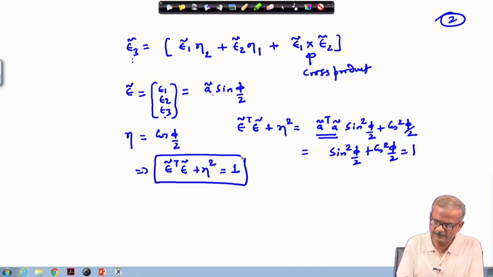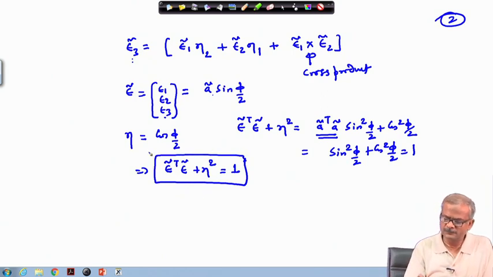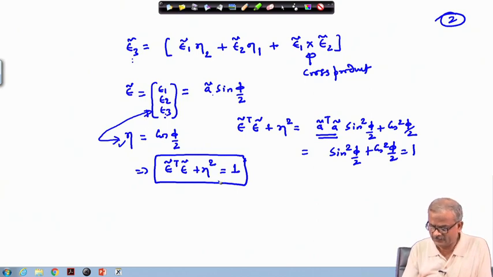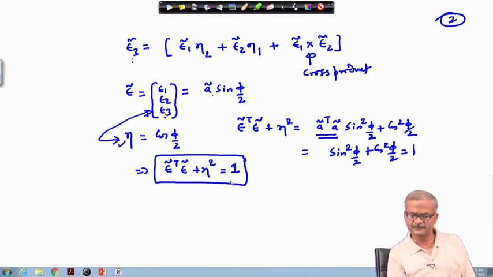cos square phi by 2, equal to 1. That means, E tilde transpose times E tilde plus eta square, this quantity will be equal to 1. So, this is the constraint on the Euler parameters, which are epsilon 1, epsilon 2, epsilon 3 and this eta. These are the 4 parameters, but they are related together by this equation and therefore, it is a constraint, means only 3 are independent, one is dependent. Okay.